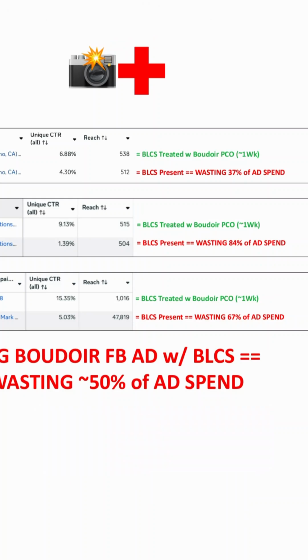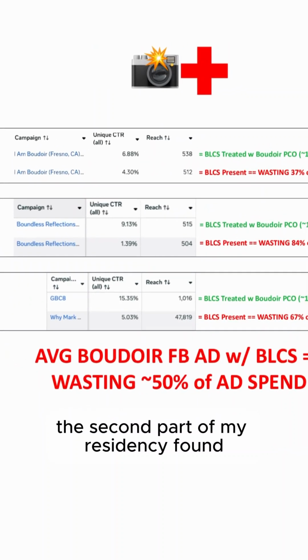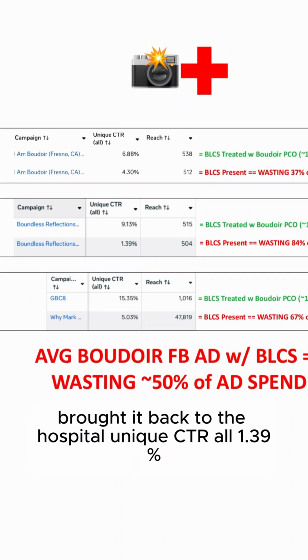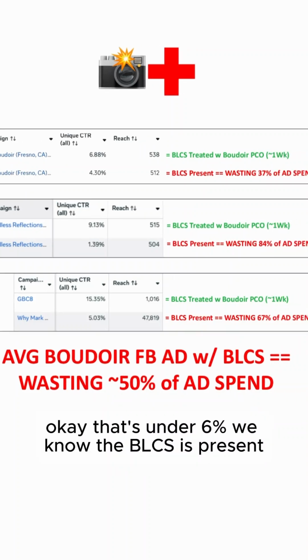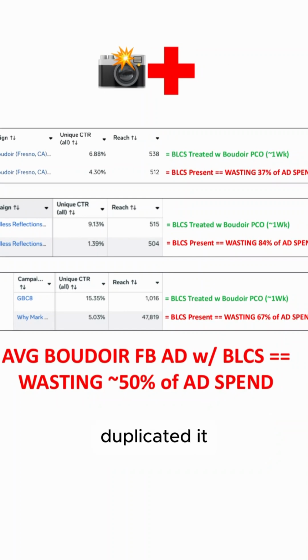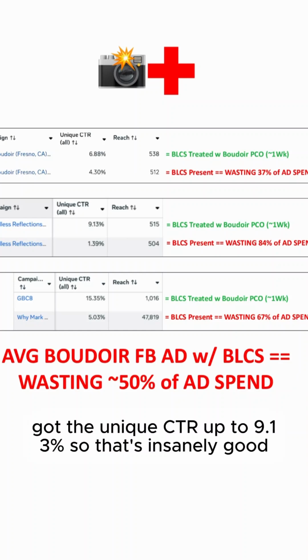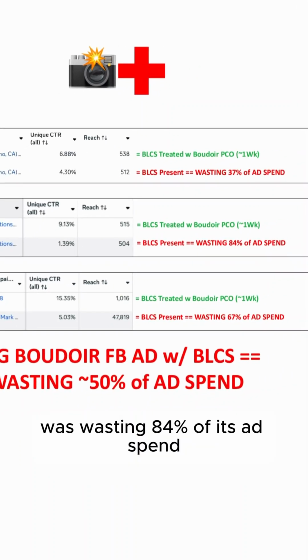Now, the second part of my residency, found another Boudoir Facebook ad in the wild, brought it back to the hospital. Unique CTR 1.39%. Okay, that's under 6%. We know that BLCS is present. Duplicated it, treated it with Boudoir Pico, took about a week, got the unique CTR up to 9.13%. So that's insanely good. We found out the original was wasting 84% of its ad spend.